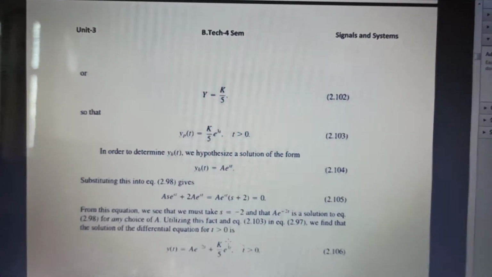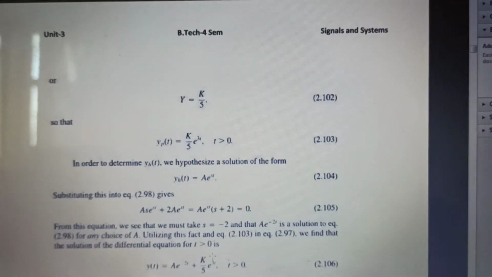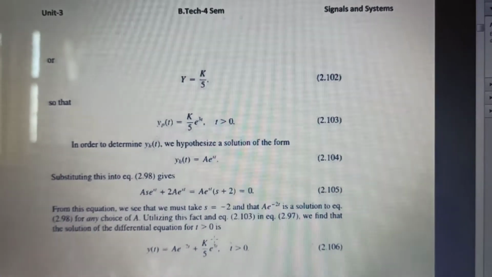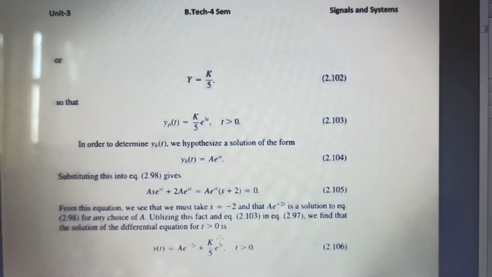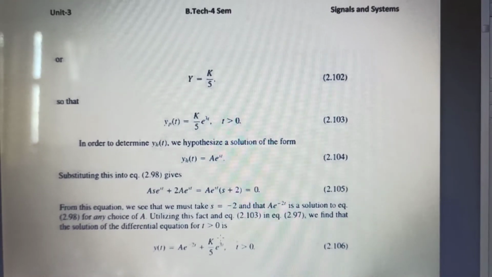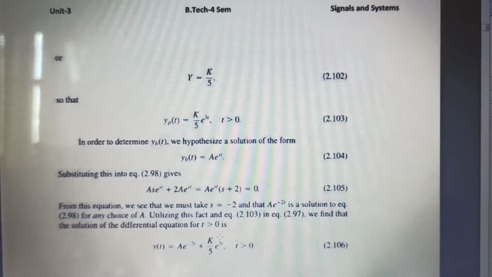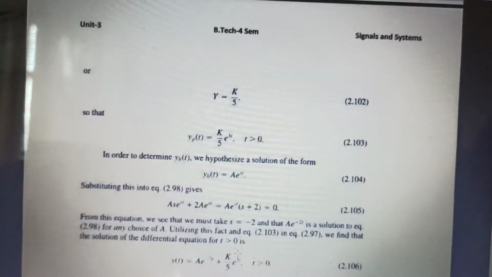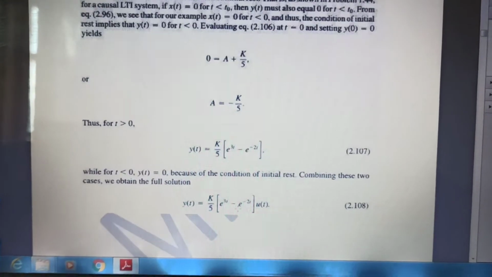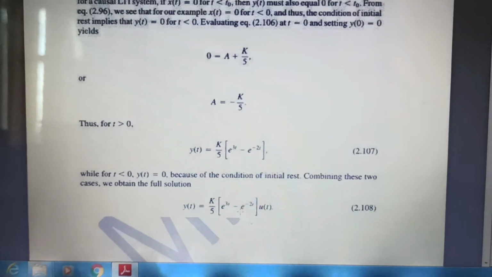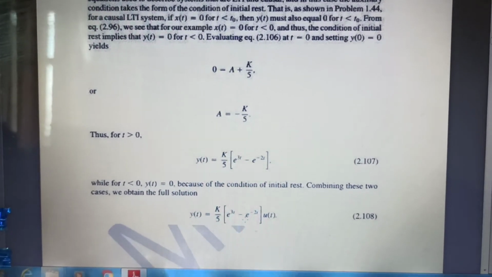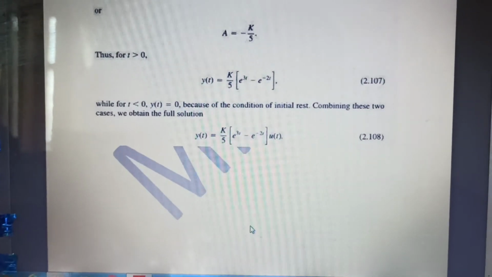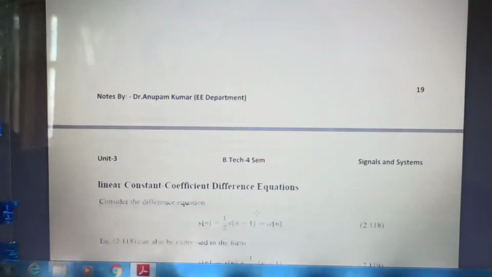So now you are getting y equals to k by 5 e to the power 3t. Once it is obtained, then again we will use the Laplace transform and put the value of s equals to minus 2 and get the desired solution. Now the various constants are obtained, where a equals to minus k by 5, you can see from it, and the final equation is this right in front of you.